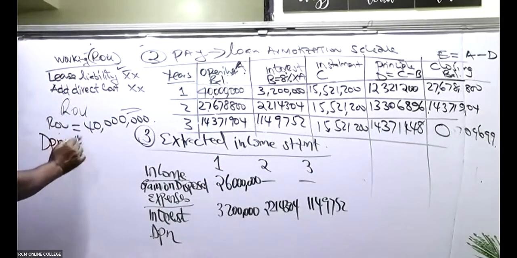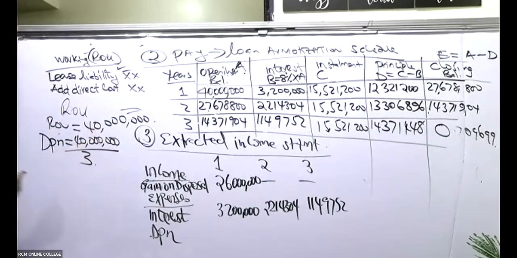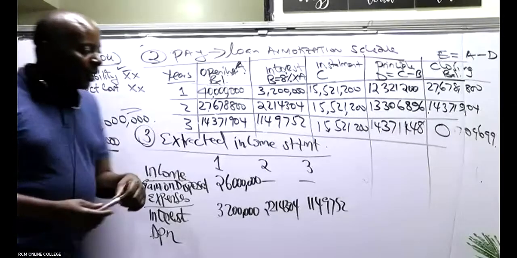So depreciation here will be 40 million, and we divide this by 3 years. So is there somebody who can give me this depreciation per annum? This is what I shall book here.